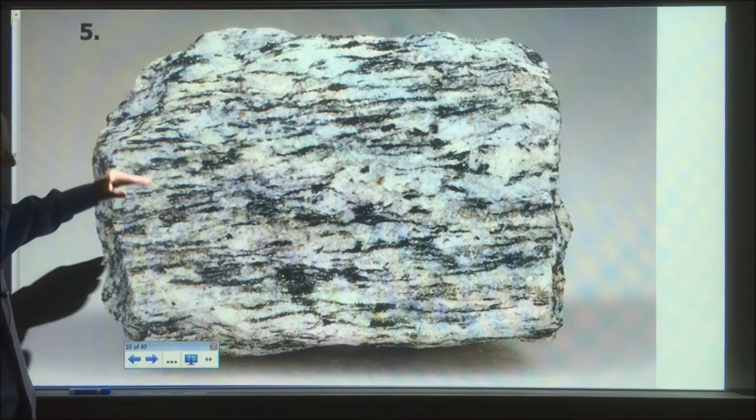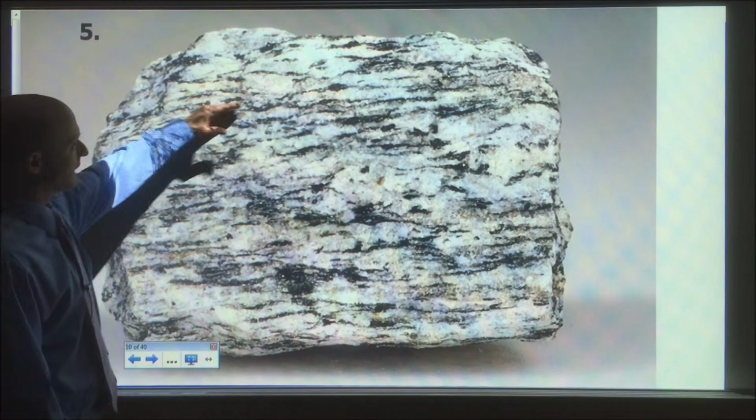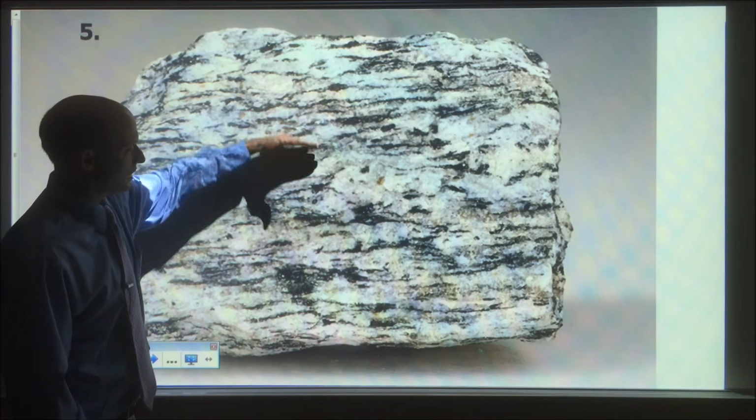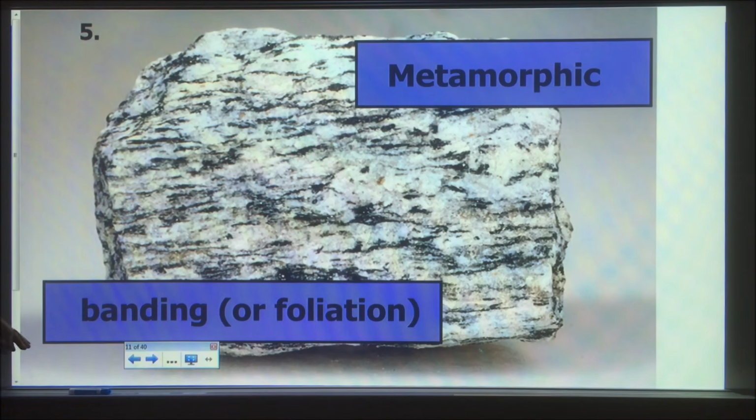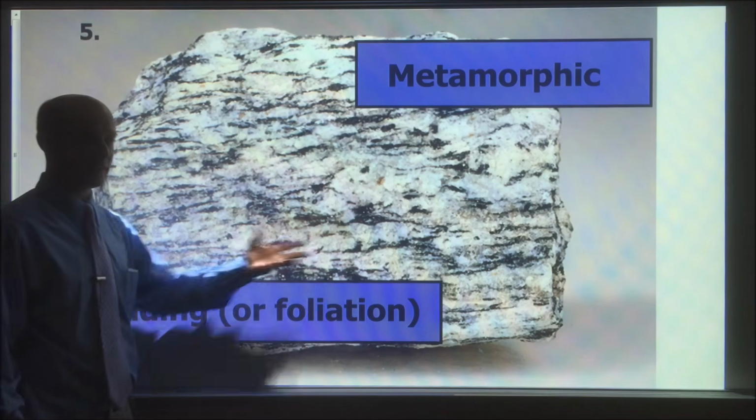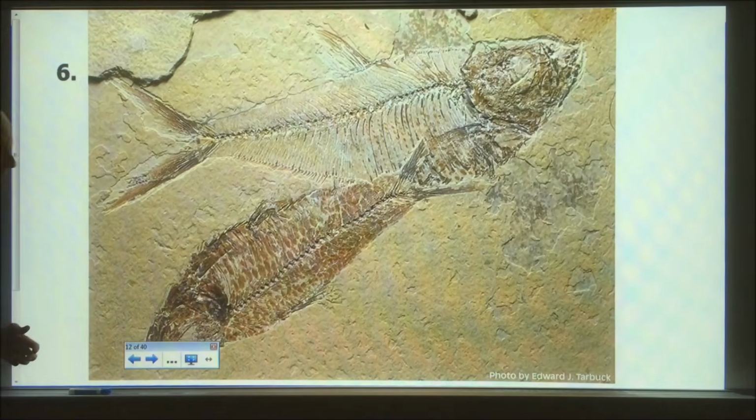What kind of rock is this? You have to look closely. If you look at all the black, the layers here, if you can notice that, it's a metamorphic rock, and the reason you recognize that is because you notice banding, or foliation also works. Banding is just like extreme foliation.